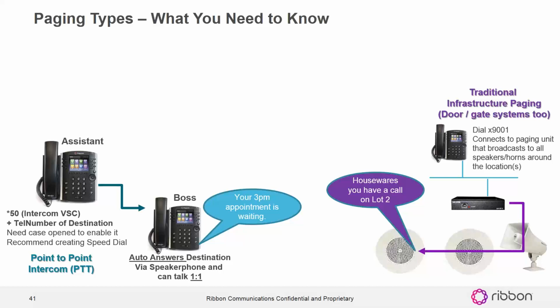Okay. And what happens is a person would dial a number, and in this case, I've assigned like a non-DID number to it, and it will connect to that paging unit.